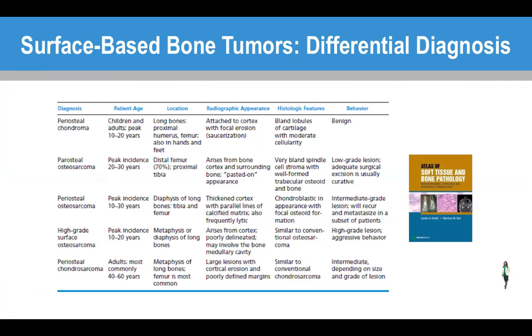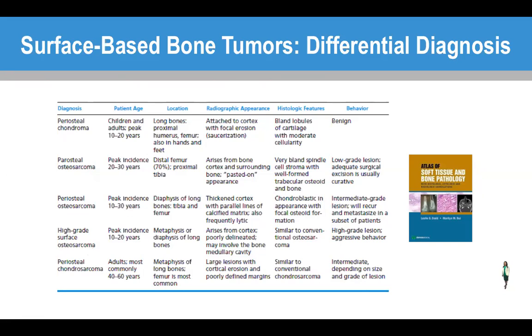So now we talk about two kinds of bone tumor, osteosarcoma and chondrosarcoma. So it's a good place to start to summarize what are the differential diagnoses for some surface-based bone tumors. So in this table taken from our book, included the periosteal chondroma, parosteal osteosarcoma, periosteal osteosarcoma, high-grade surface osteosarcoma, and periosteal chondrosarcoma. So when you have time, please study those tables.